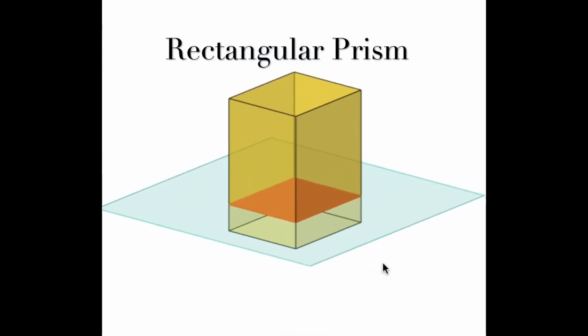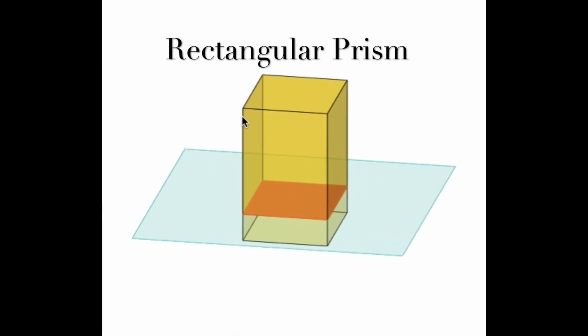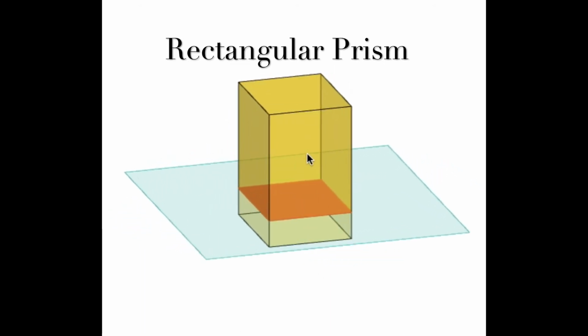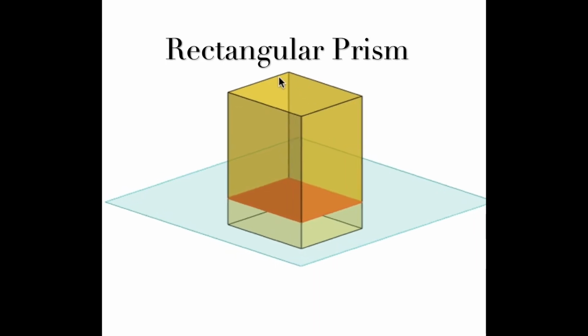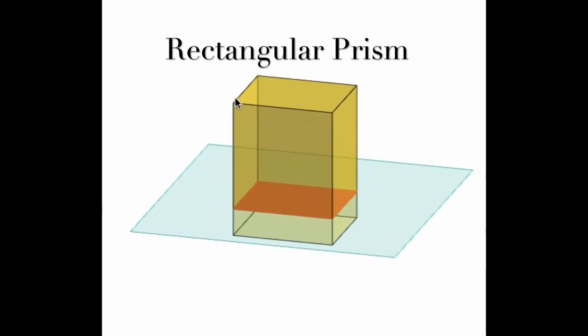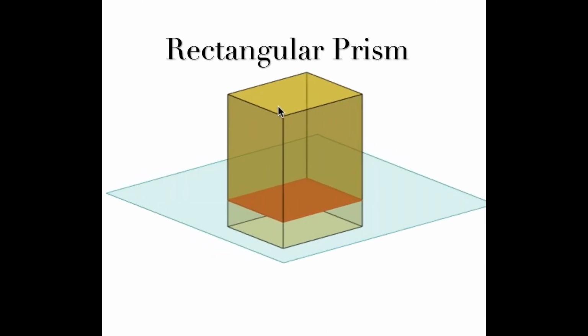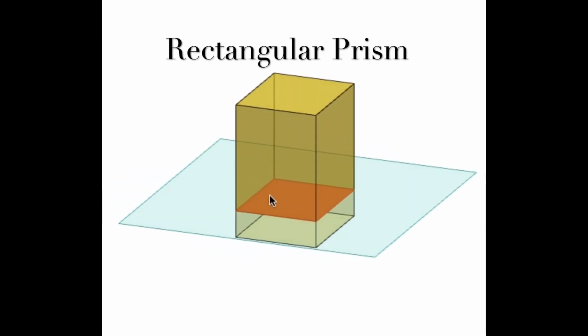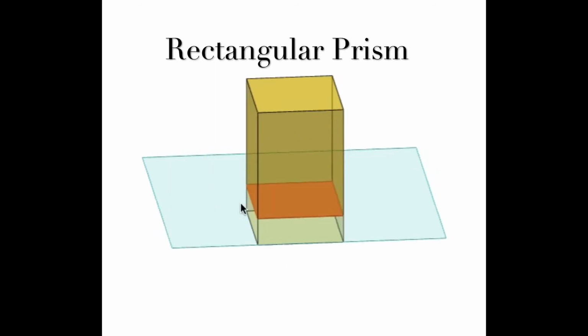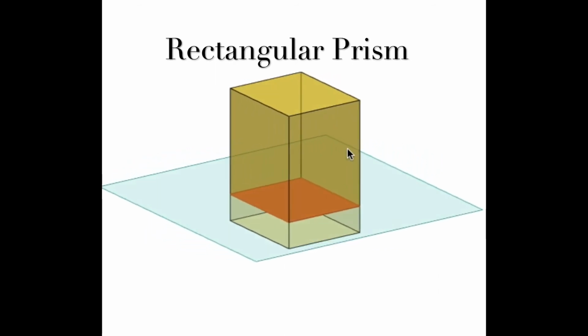That would be the vertex. So we can identify a rectangular prism because it has 1, 2, 3, 4, 5, 6 faces. It has 1, 2, 3, 4, 5, 6, 7, 8, 9, 10, 11, 12 edges, and 1, 2, 3, 4, 5, 6, 7, 8 vertices. That is a rectangular prism.